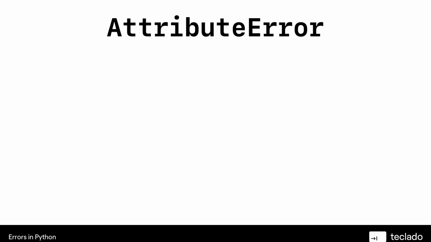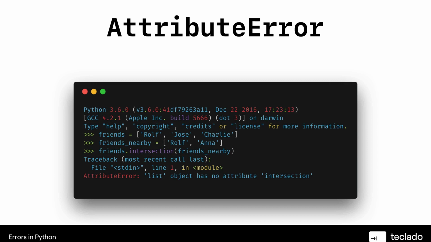Let's also look at attribute error. Attribute error is pretty popular when you're starting to deal with objects. In this code here, we've got my friends list, which has 3 strings, Rolf, Jose, and Charlie. And then we've got some friends that are nearby, Rolf and Anna. And notice these 2 are lists, and then I'm doing friends.intersection of friends nearby.